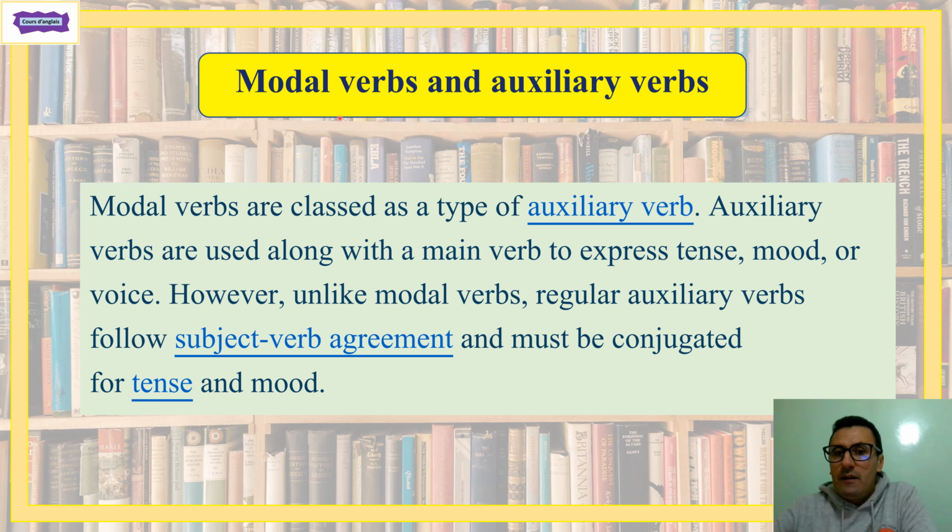So, modal verbs and auxiliary verbs. Modal verbs are classed as a type of auxiliary verb. Auxiliary verbs are used along with the main verb to express tense, mood, or voice. However, unlike modal verbs, regular auxiliary verbs follow subject-verb agreement and must be conjugated for tense and mood.